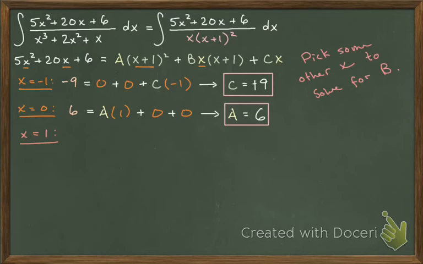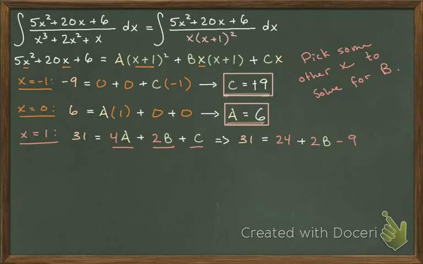You can choose anything. I'm going to choose 1 because that's easy to plug in. Okay. So I plug in 1, I get 5 plus 20 plus 6 is a 31 equals, next to a, I've got 1 plus 1 squared, so that's 2 squared is 4a, plus b times 1 times 1 plus 1 is 2 times 1 times b is 2b, plus c times 1 is just a c. And again, I know what c and a are, so I've got 31 is equal to 4 times 6 is 24, plus 2b plus c is plus a 9. So this should be plus a 9.